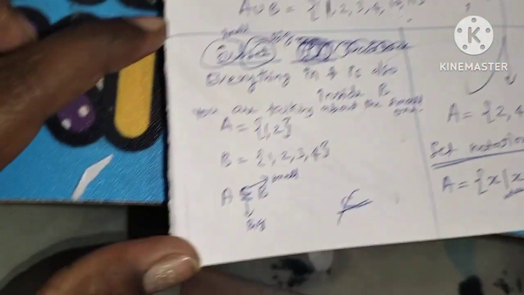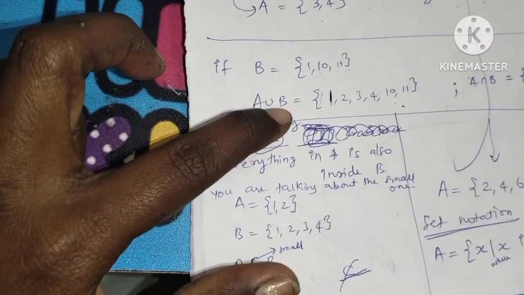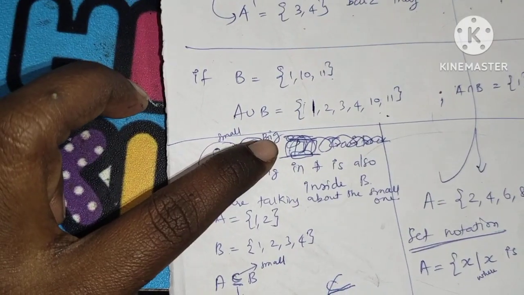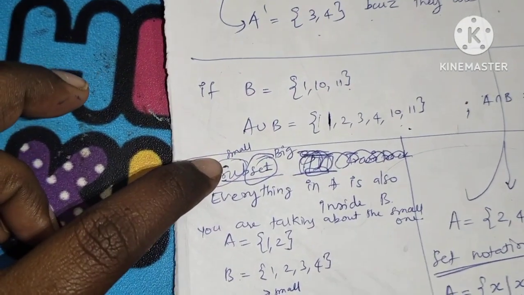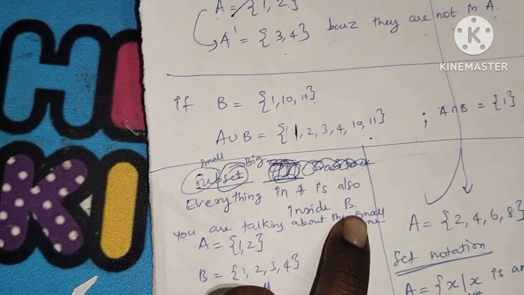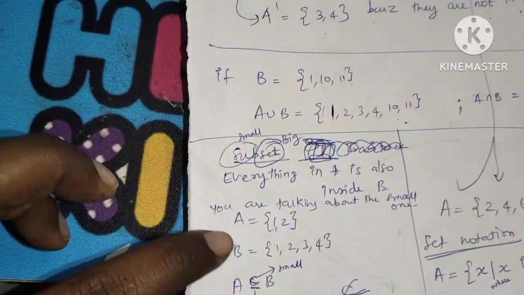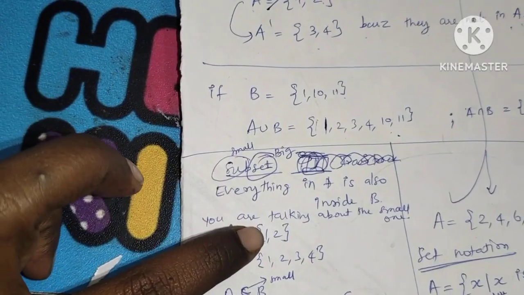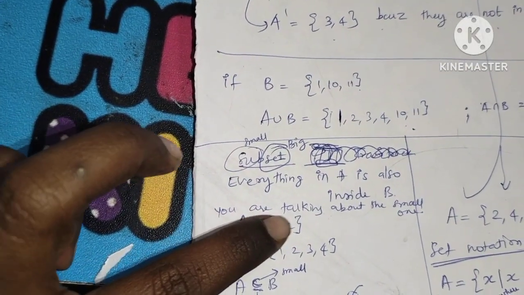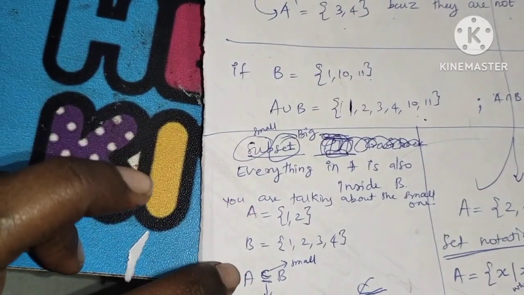Next we talk about subset. A subset is small, a set is a big one. So the smaller things inside a big one are your subset. Everything in A is also inside the bigger B. So when we say subset, we are talking about the small one. A is having 1 and 2, B is having 1 2 3 4, we are talking about A. So A is a subset of B.